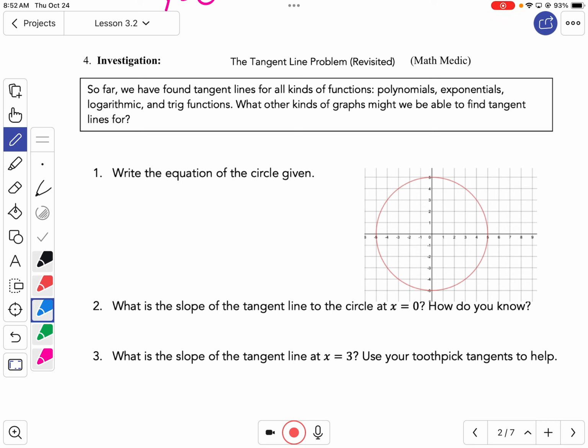Even though y is not by itself, it still represents a function of x. Y is squared, so it's a composite function. You can't make jumps like that. Because y is squared, it's a function of x and then another function of x. So it's a composite.